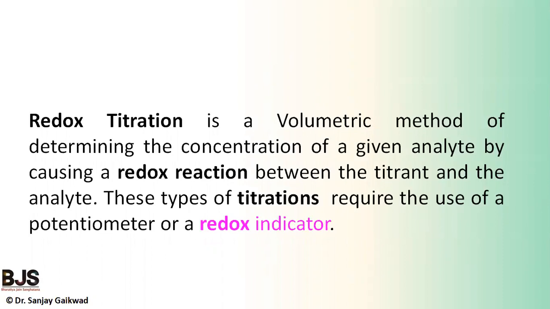Redox titration is a volumetric method of determining the concentration of a given analyte by causing a redox reaction between the titrant and the analyte. These types of titration require the use of a potentiometer or redox titration indicators. With the help of an indicator, we can measure the amount required to complete the oxidation and reduction reaction, or with the help of a potentiometer, we can measure the EMF of the solution. We get the titration curve, and from that, by extrapolating, we can calculate the exact equivalence point of the titration.